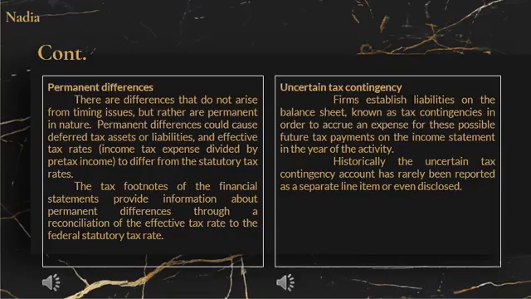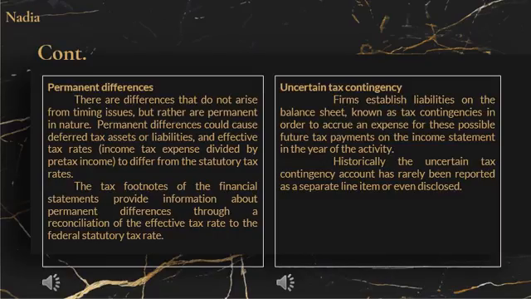Permanent differences. Permanent differences can cause deferred tax assets or liabilities or the effective tax rate to differ from the statutory tax rate. For example, municipal bond interest is included in pre-tax income, but no tax expense is recorded. Then, earning municipal bond interest results in a lower effective tax rate, or ETR. The tax footnote of the financial statement provides information about the permanent differences through a reconciliation of the effective tax rate to the federal statutory tax rate.